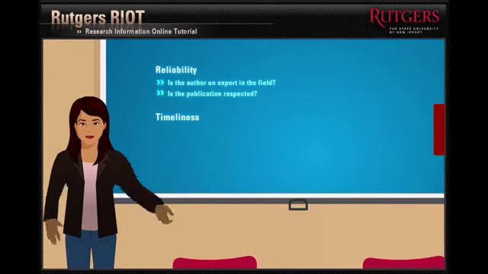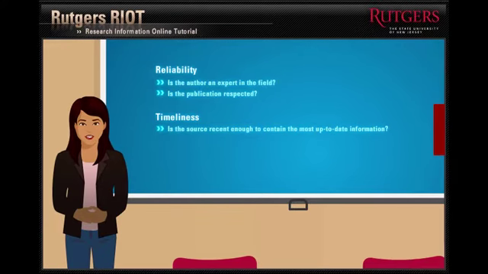Number 2. Timeliness. Is the source recent enough to contain the most up-to-date information? This is important whenever recent information has affected the topic you're researching. Science and medicine are good examples.